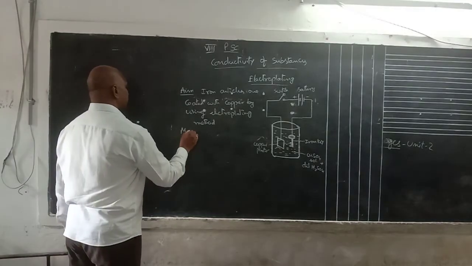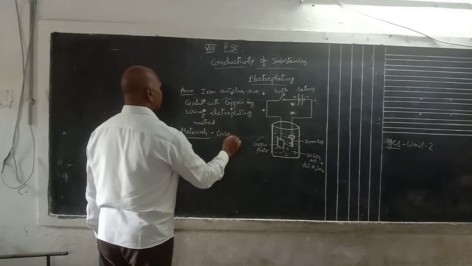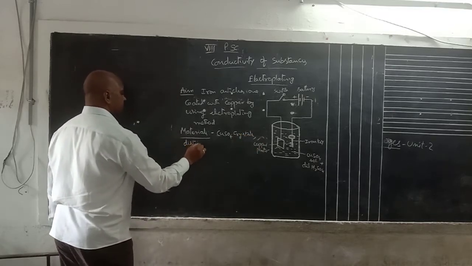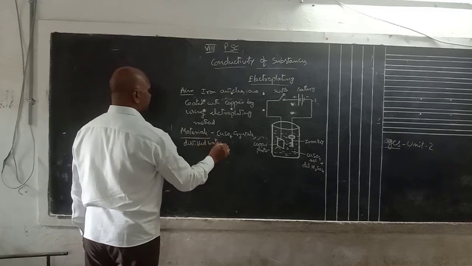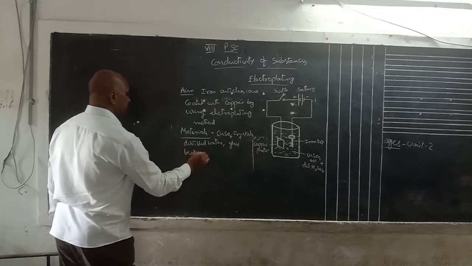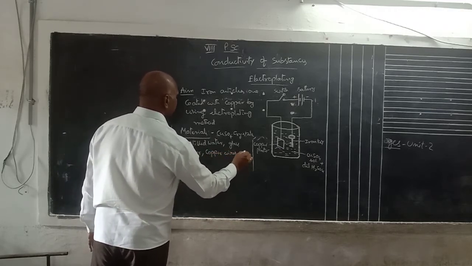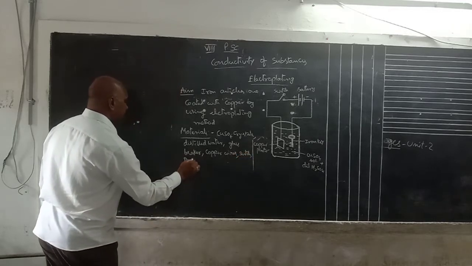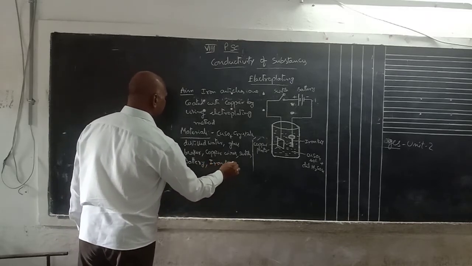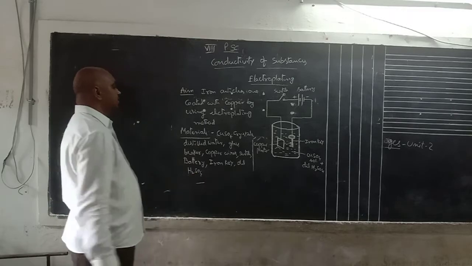What are the materials required? Here, the materials required are CuSO4 crystals, copper sulfate crystals, distilled water, glass beaker, copper wires, switch, battery, and another one, an iron key, and dilute sulfuric acid. These are the materials required.